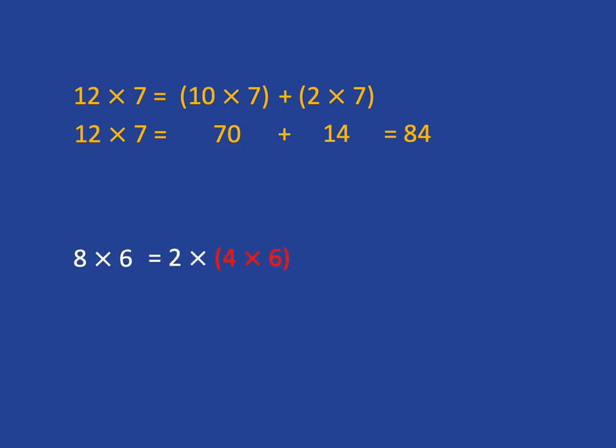Similarly, if we don't know the answer to 8 times 6 immediately, what we just did will tell us that it's 2 lots of 4 times 6. And hopefully we know that 4 times 6 is 24, and so then we know that 8 times 6 is just double that, which is 48.